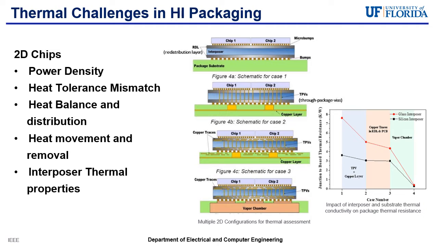Another critical factor is heat movement and removal. The goal is to move heat away from the semiconductor die and remove it, typically using heat sinks or cooling systems. Interposer thermal properties also come into play. The interposer material, which could be silicon, glass, or organic materials, can effectively conduct the heat away from the chip. Different materials have different thermal conductivities, which can impact their ability to manage heat. The figures on the right illustrate various packaging configurations and their thermal assessment, showing how different layers and materials in the chip package influence the overall heat flow and thermal resistance. This helps engineers understand how the choice of materials and package structure can affect the chip's ability to handle heat.